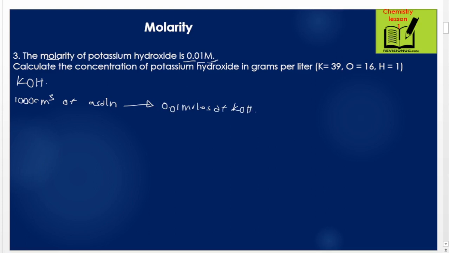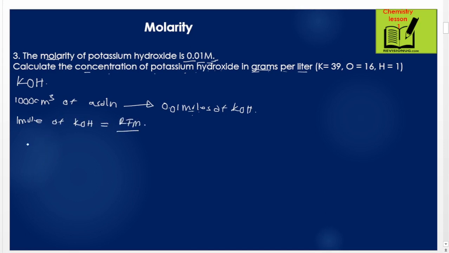Then they are telling us to calculate the concentration of potassium hydroxide in grams per liter. Now in grams per liter, it means that we convert these moles per liter, this molarity per liter, then we take it to grams. That is very simple. Then how do we change moles to grams? That is using the RFM. The leading statement says 1 mole of potassium hydroxide is equivalent to its relative formula mass.